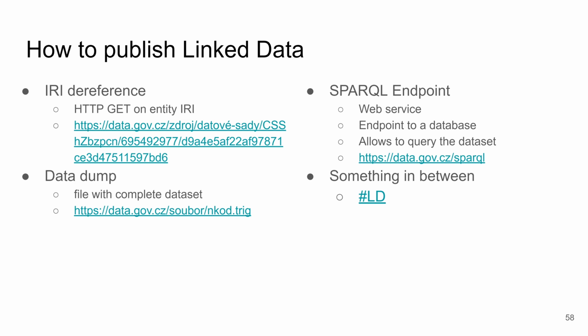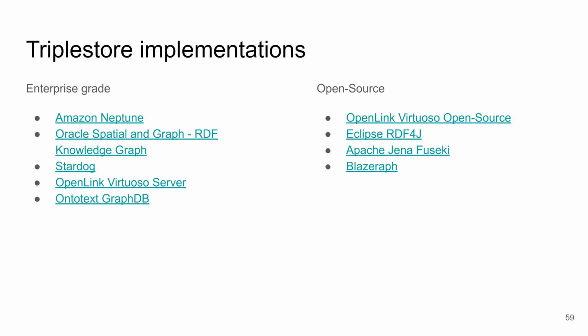On the other hand, publishing a data dump is very cheap for the publisher, but working with the data dump is quite expensive for the consumer. And somewhere in between, there are some other techniques which we will not go into. One of them is linked data fragments. Now, I was talking about SPARQL endpoints and RDF databases. The RDF databases are called triple stores because they store RDF triples.